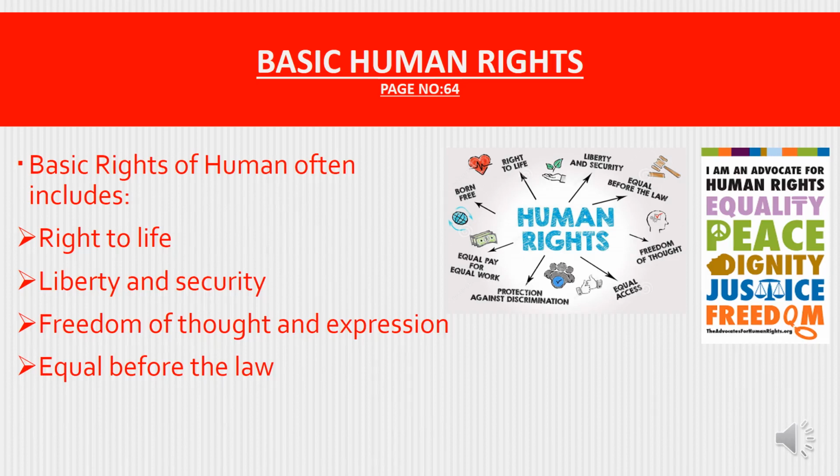Basic human rights. Basic human rights often include the right to life. Every human being on the planet Earth has a right to live freely. Liberty and security. Every human being has a right to live free and to feel secure in the place he is living. Freedom of thought and expression. All humans have the right to speak and to express their thoughts and opinions. Equal before the law. Everyone has the right to be treated equally by the law, meaning the law of the country should treat each and every person equally, whether rich or poor.